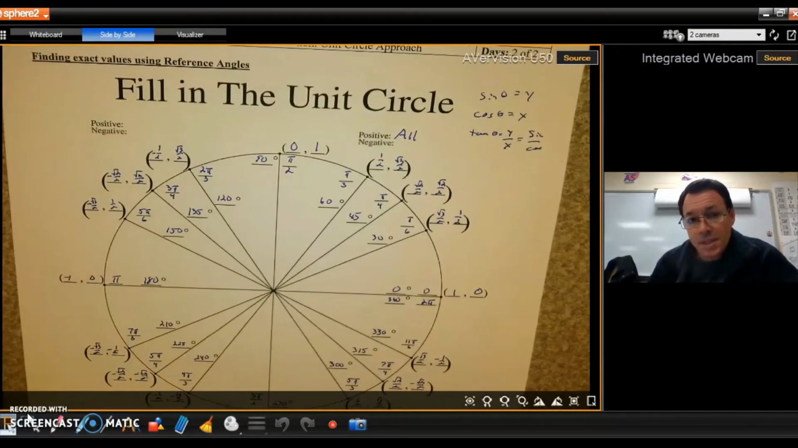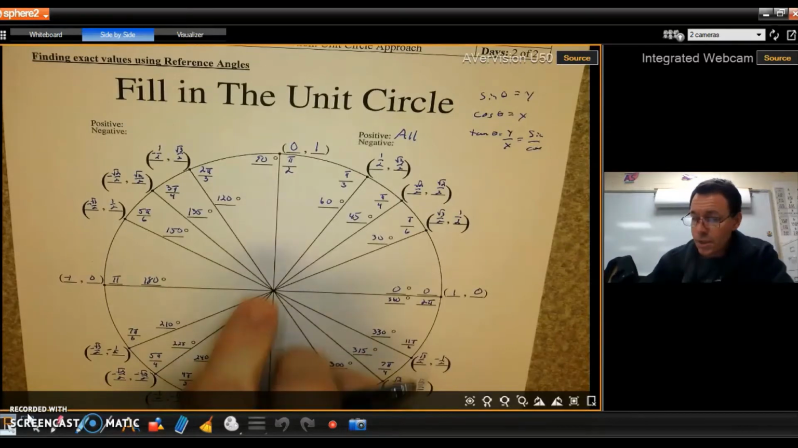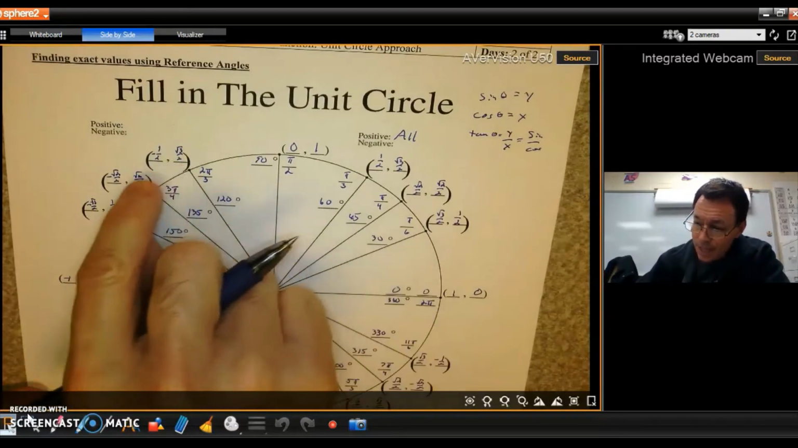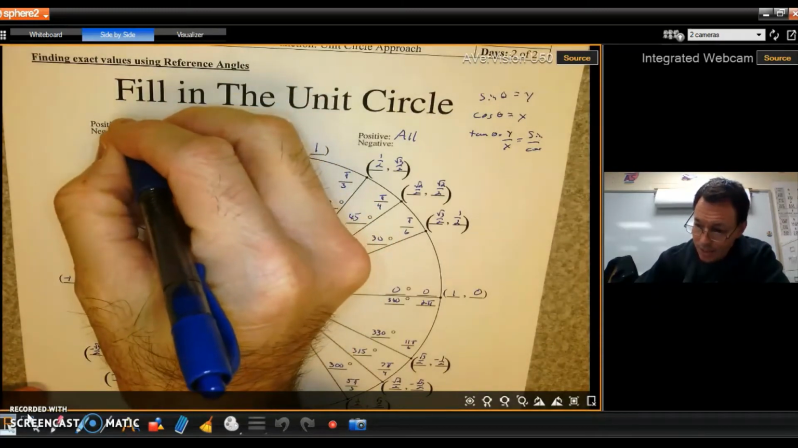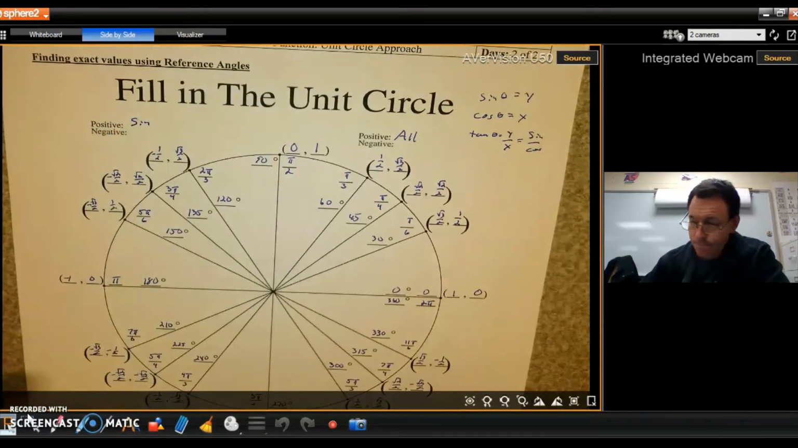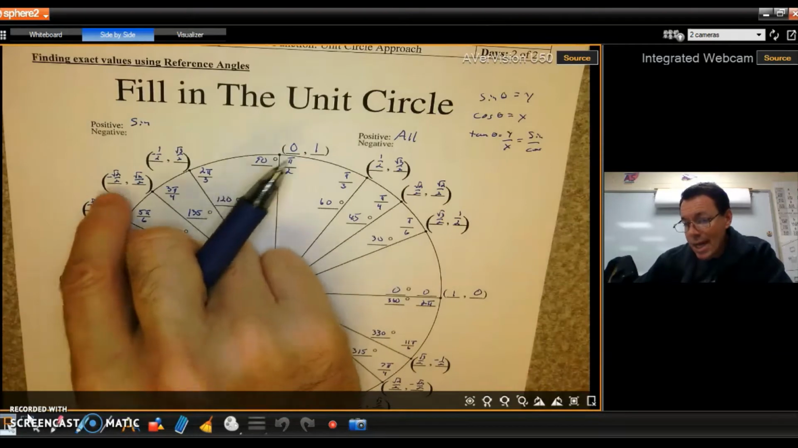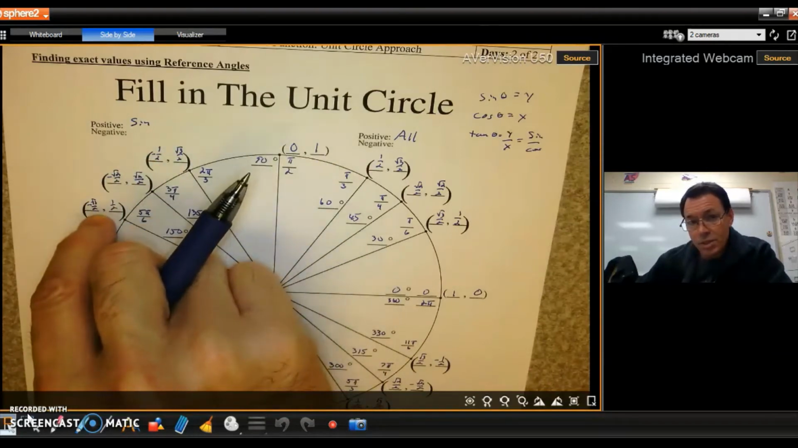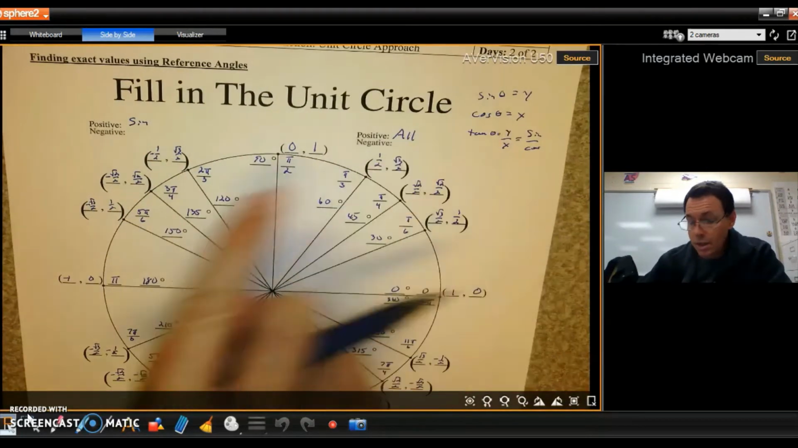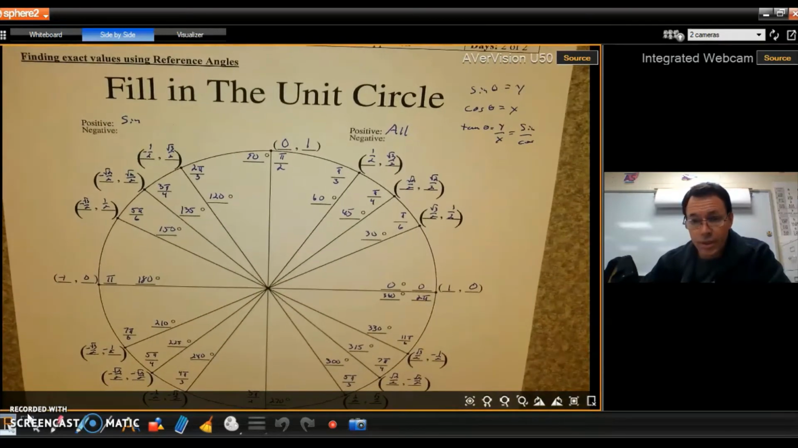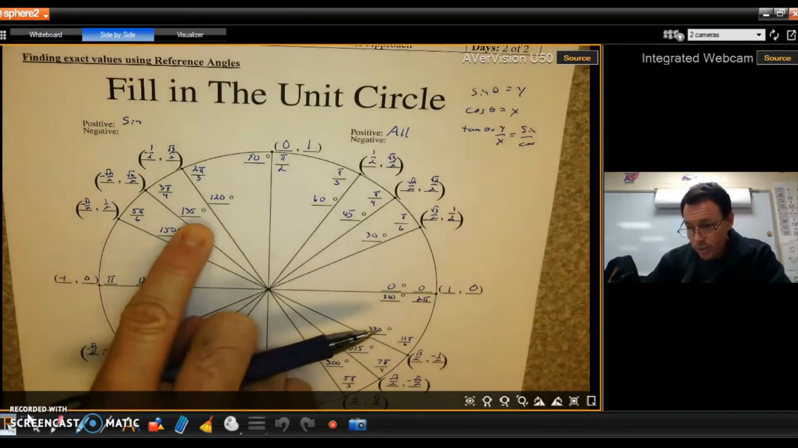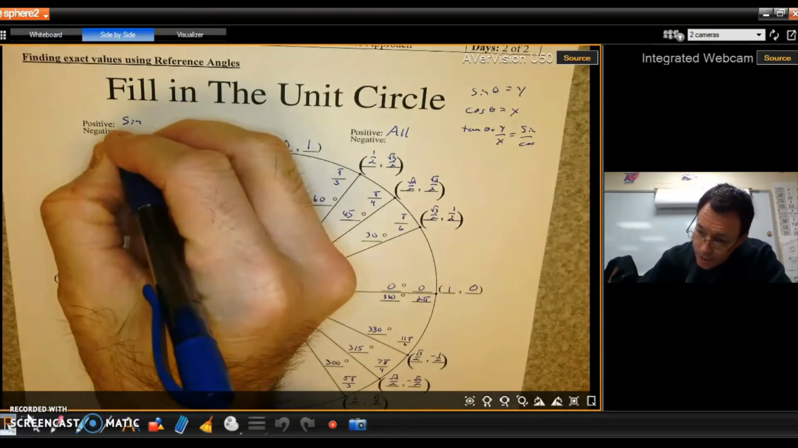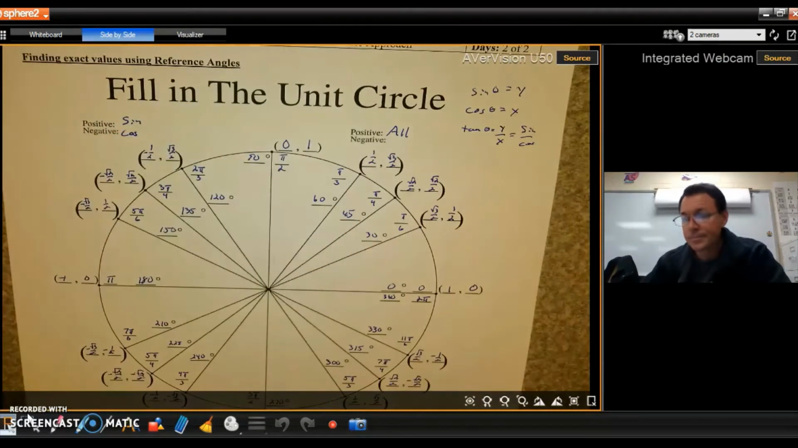All right, so what happens in quadrant 2? So in quadrant 2, the sines are positive. The y values are positive, so that means the sine is positive. The x's are negative, so that means the cosine values of these angles are negative. So the cosine of 150 is negative radical 3 over 2. Cosine of 135, negative. So the cosine is negative. And then what would the tangent be?